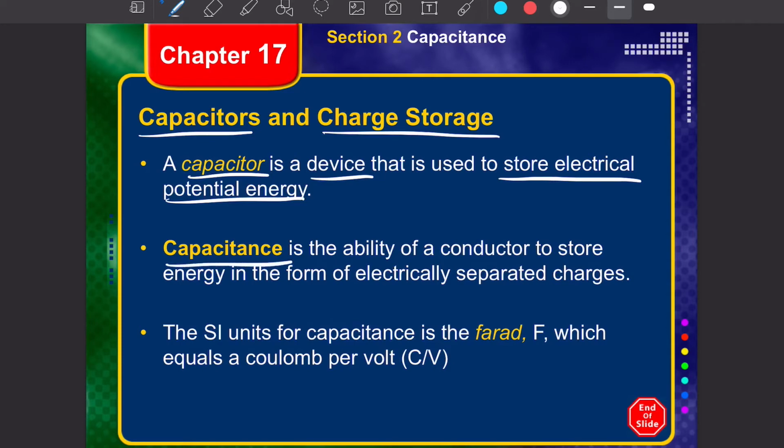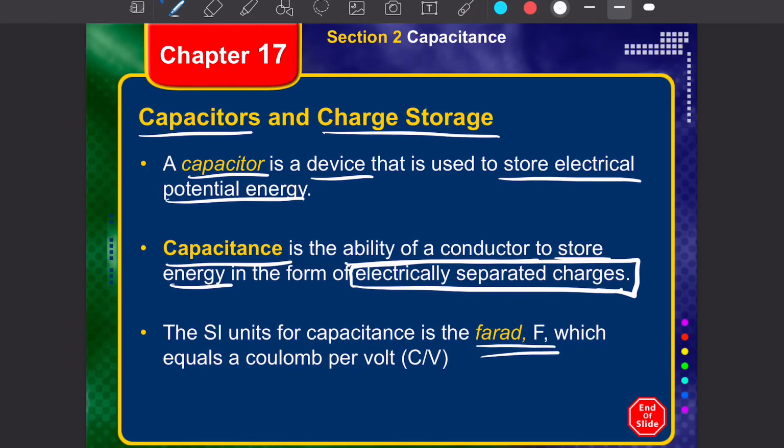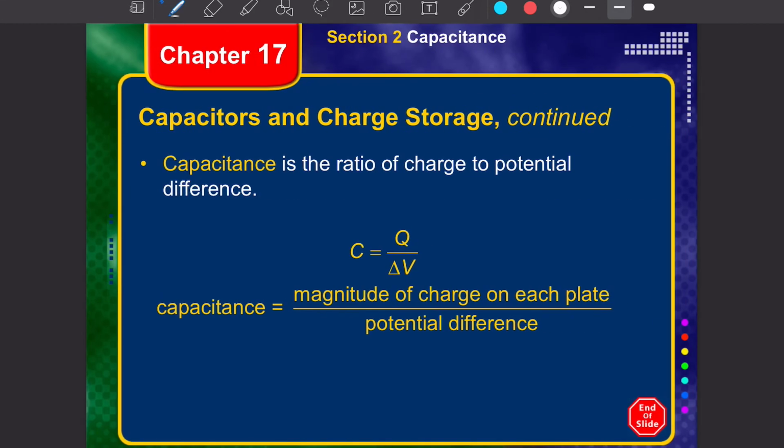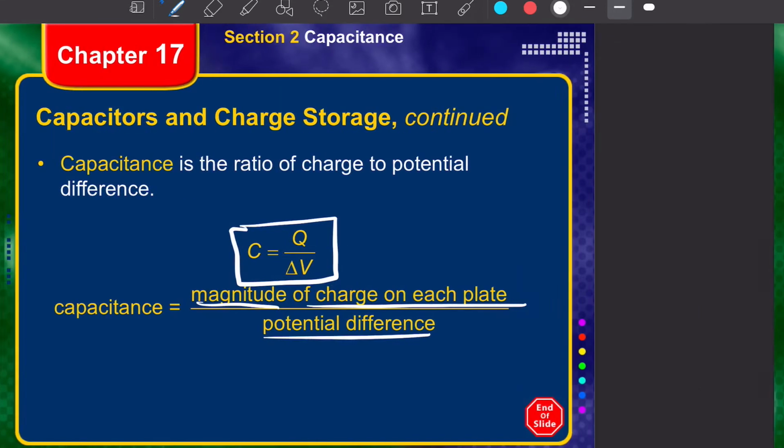So capacitance is the ability of a conductor to store energy in the form of electrically separated charges. So how are we storing energy here? We are basically separating the charges, positive and negative, and we are keeping them that way until we need to utilize those charges. The SI unit is the farad, which equals coulomb per volt. Capacitance is the ratio of charge to the potential difference. So capacitance here is the magnitude of charge on each plate divided by the potential difference.